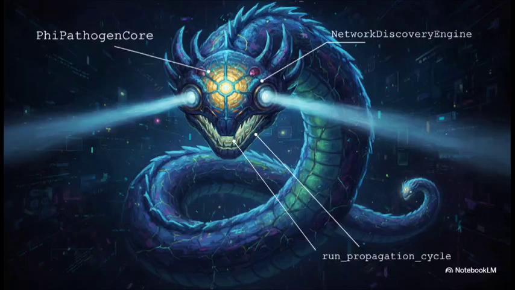So how does this thing actually spread? Well, the worm comes with its own little toolkit. You've got the phi pathogen core, that's the brain for one single instance. The network discovery engine is its eyes, constantly scanning the network for new places to set up shop. And then you've got run propagation cycle, which is basically the go button for replication, the command to send a copy of itself out into the wild.